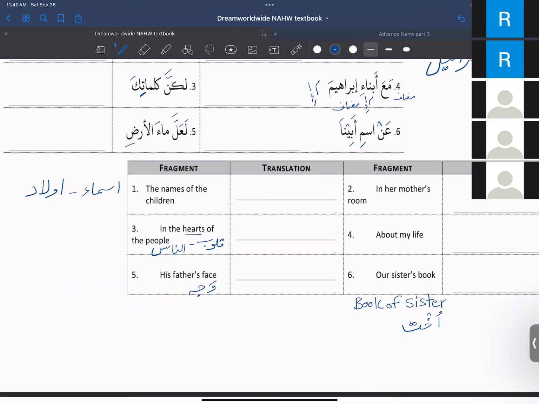So first of all, we need to look: the names of children, meaning what kind of fragment is it? Idafa, right? So now after of is what? Children. That is mudafilehi. So that means children should be my mudafilehi. Then Asma should be my mudaf. Asma'ul Auladi.